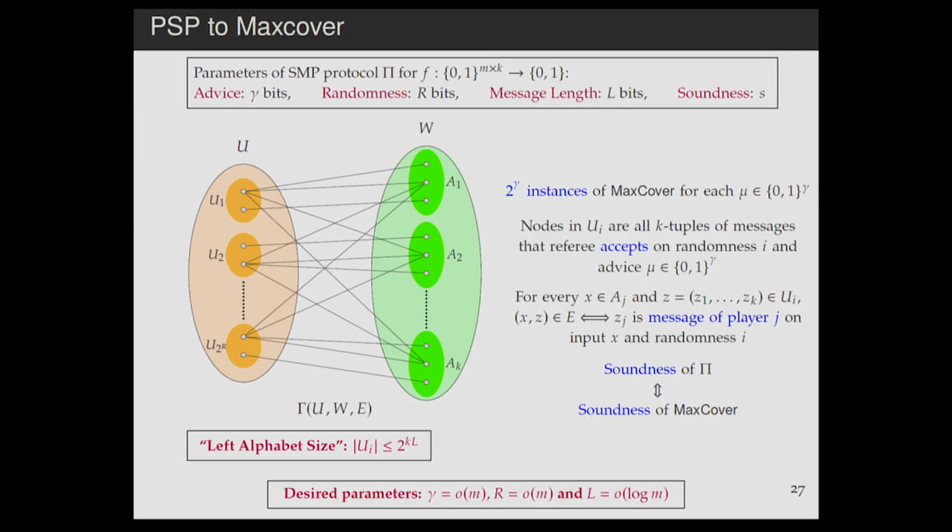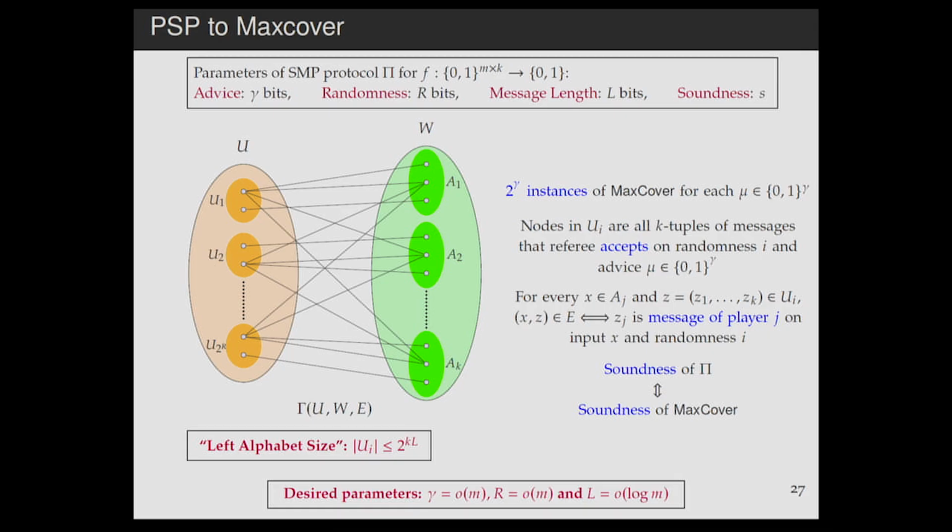So for our purpose of the reduction, since we want to make sure that the blowup is sub-polynomial, we want to make sure that gamma and R are little o of m. Recall again that m is like log n here.